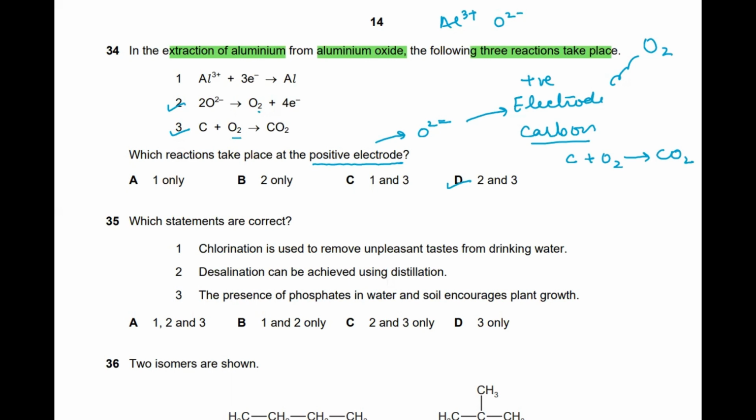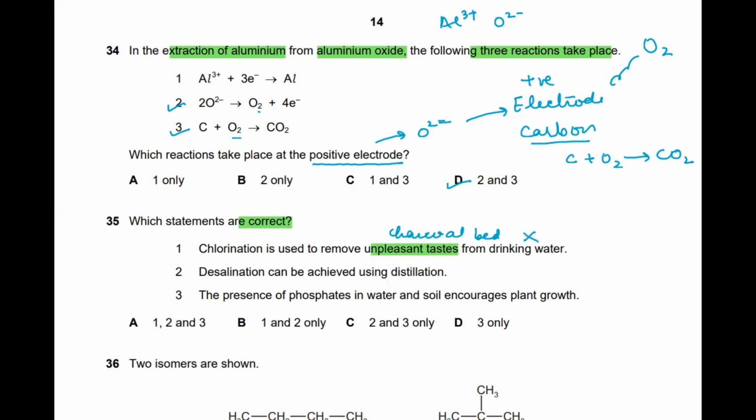Which statements are correct, again they're asking. Chlorination is used to remove the unpleasant taste from the drinking water. For the unpleasant taste, we have the charcoal, right? We pass the water over the charcoal bed in order to remove the bad, unpleasant odor and the taste from it. So that is incorrect.